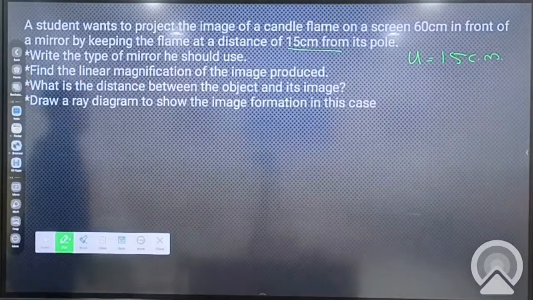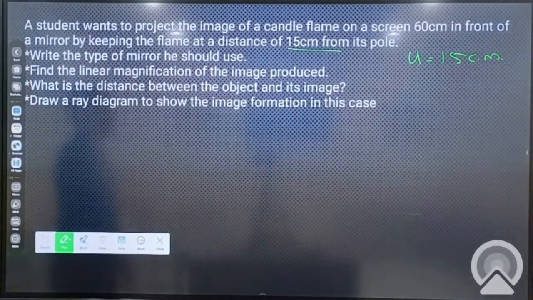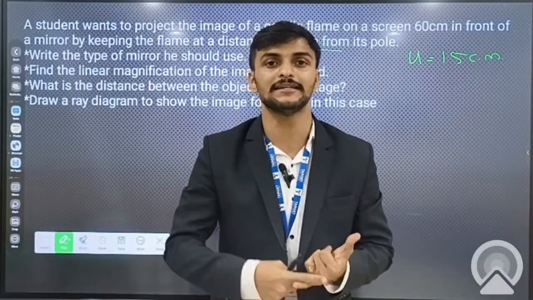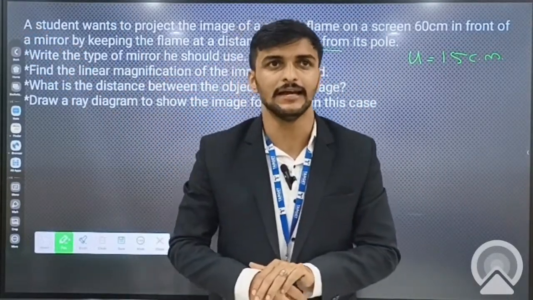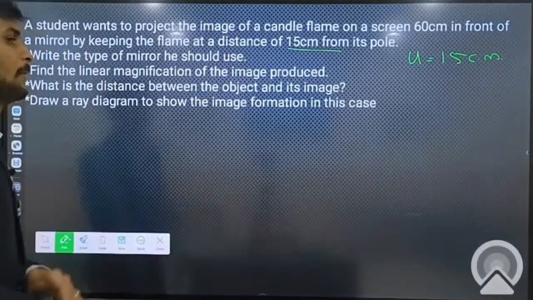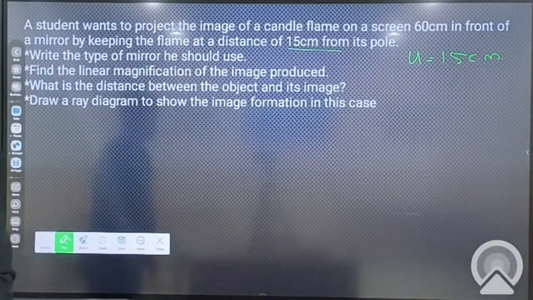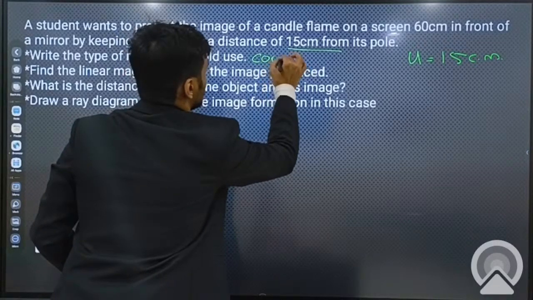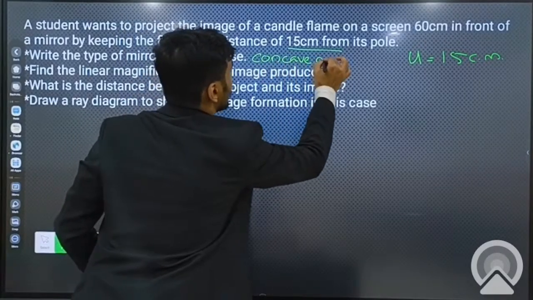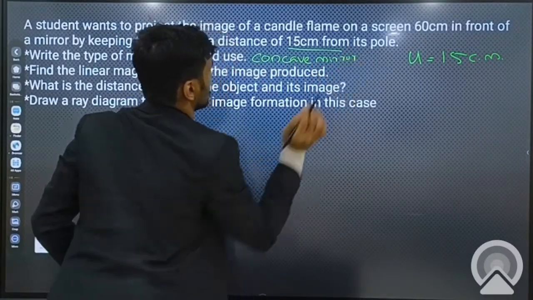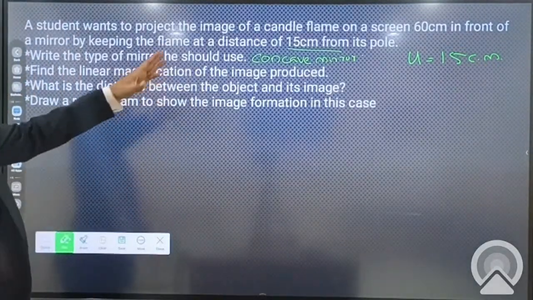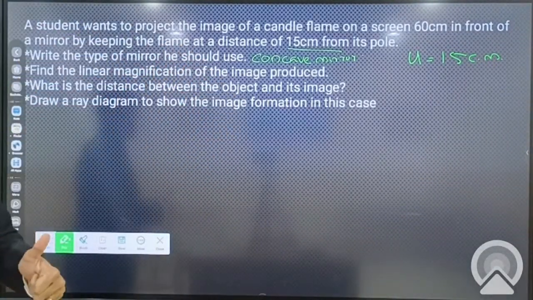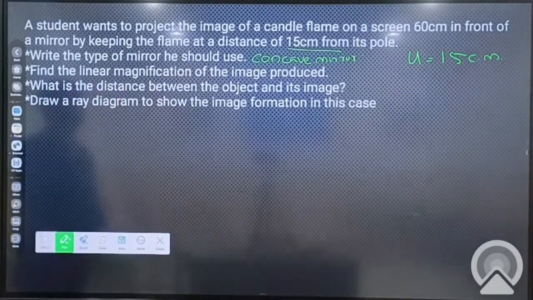What type of mirror will we be using here? We know the difference between virtual and real images. Only real images can be projected on a screen. So which mirror are we using here? We know only concave mirrors can produce real images, so the mirror will be a concave mirror. Only the images from concave mirrors can be projected on a screen. Clear? Next one, find the linear magnification.